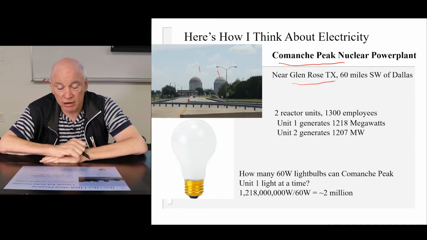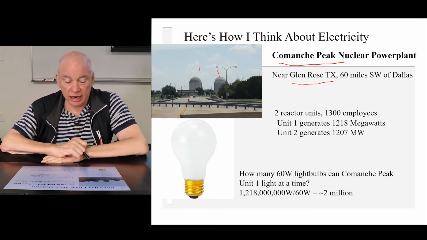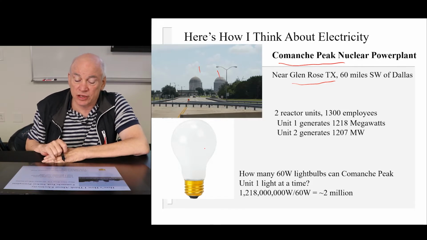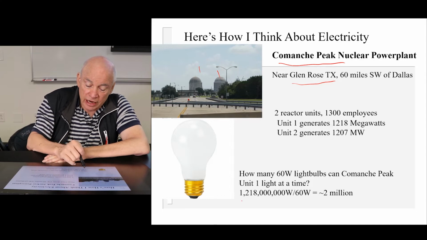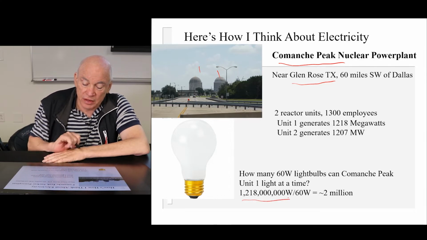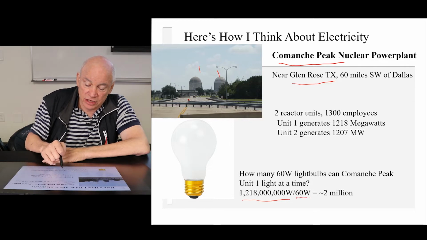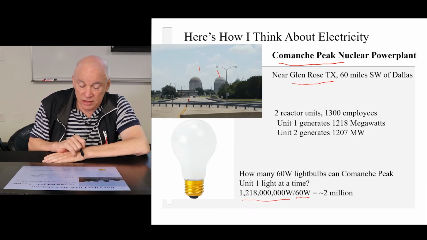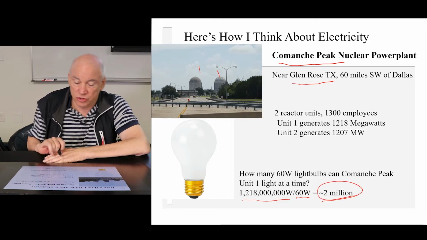So, okay, numbers, words. Let's think about it this way. How many 60-watt light bulbs can Comanche Peak Unit 1 light at any one time? So here we've got how many watts it generates, and each light bulb takes 60 watts. So 1,218,000,000, et cetera, divided by 60 equals about 2 million. About 2 million light bulbs.